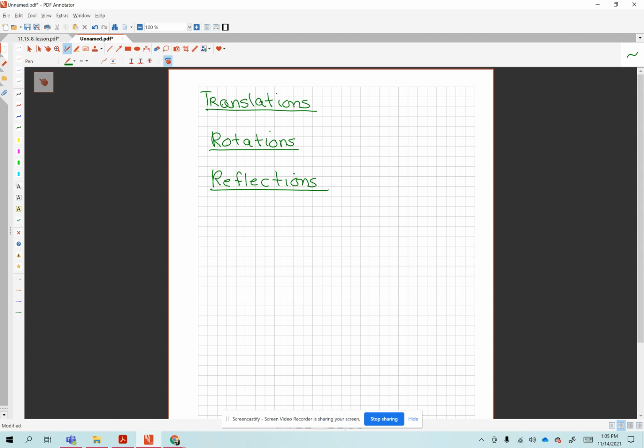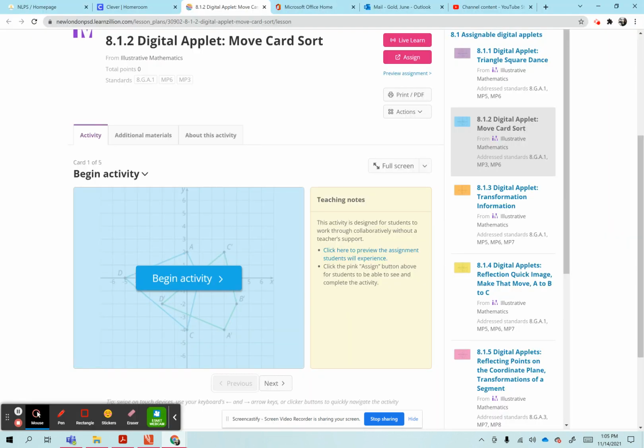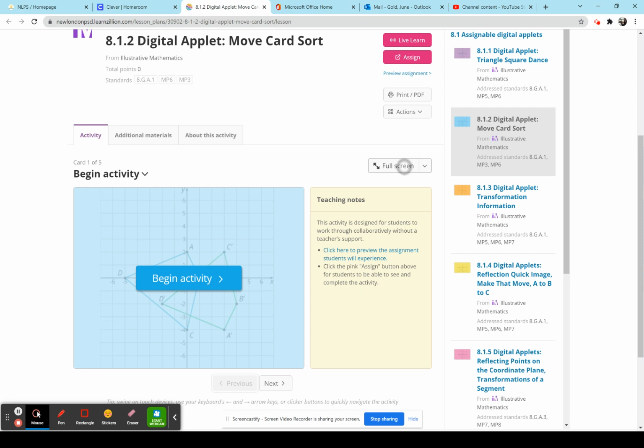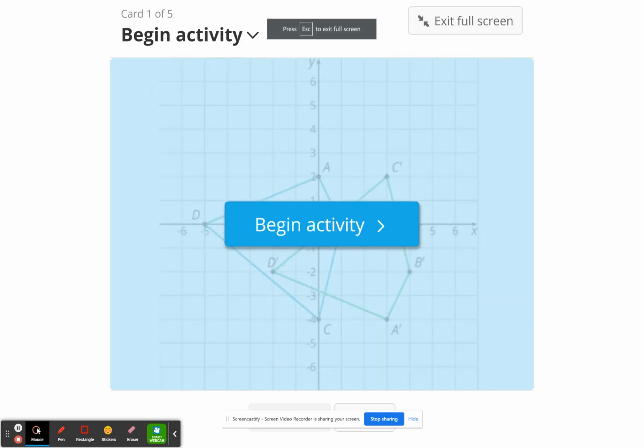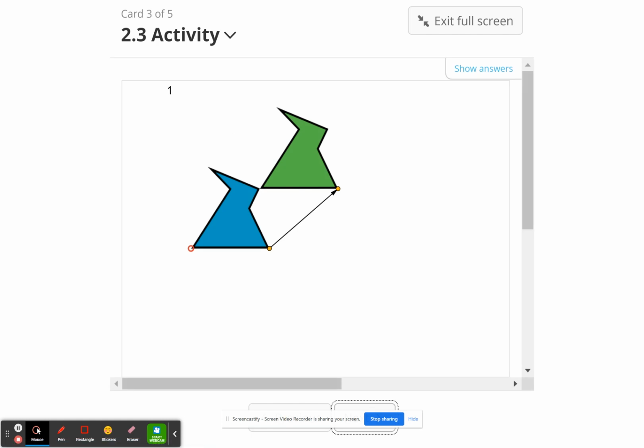So I want to give you an opportunity to think about these some more and to look at these in action. So we're going to do something. We're going to go to an applet I have. I've assigned this to you in Learn Zillion, if you're in my classes, and you can look at this applet on your own. So let's go right to the applet.